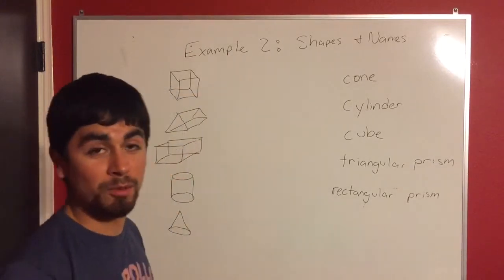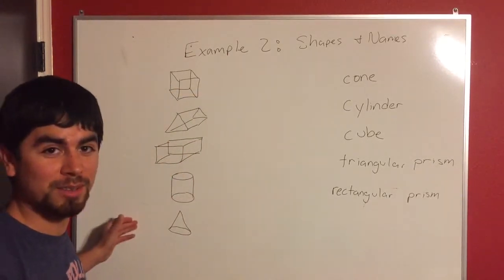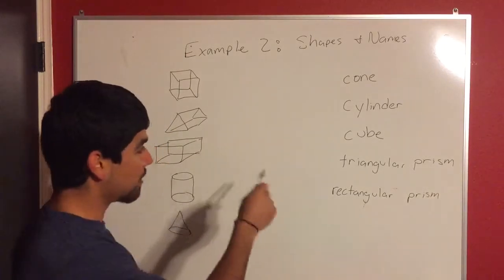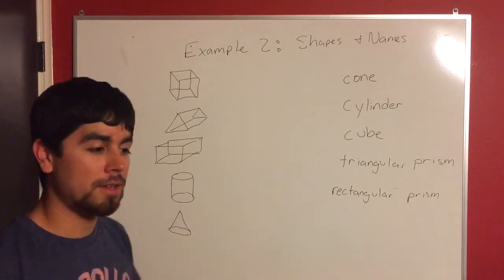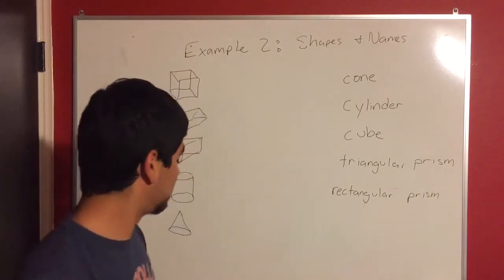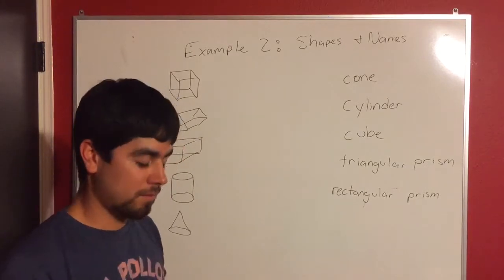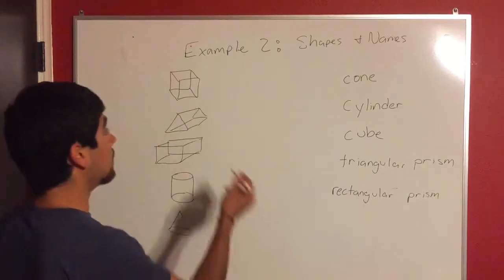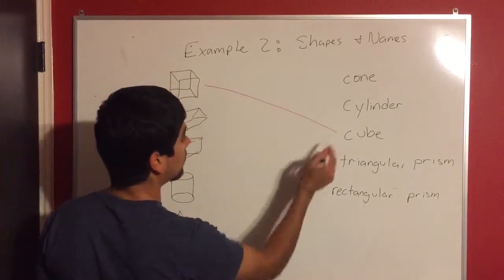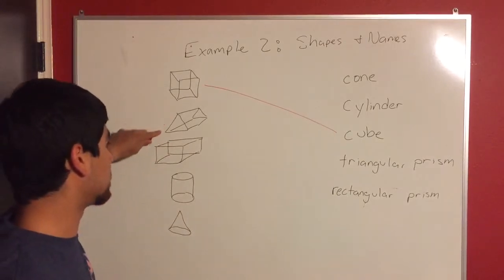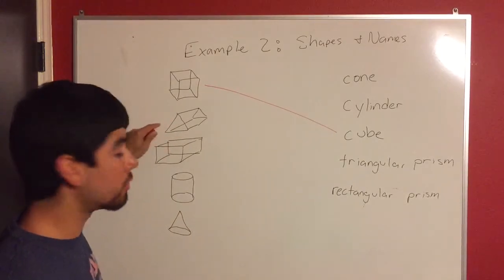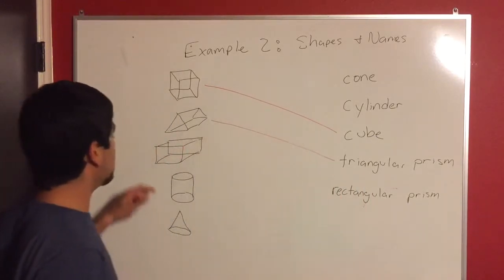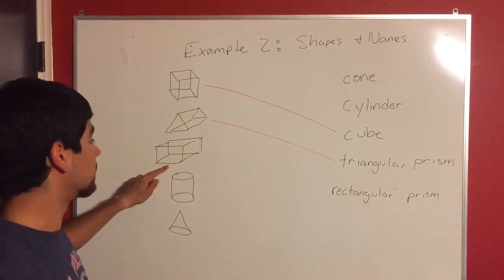So right here, I kind of gave it away. I already named each of the shapes as I was drawing them. But would anybody want to come and match the names with the shapes? Okay, cool. Cube. What's this right here? This one has a triangle shape face, so the only choice we have is triangular prism. This rectangle, it's a rectangular prism.